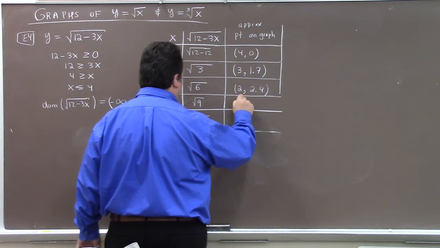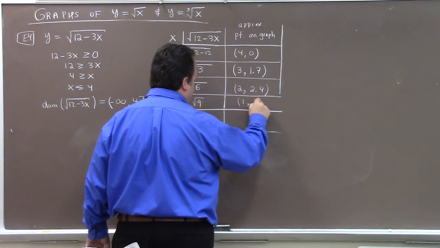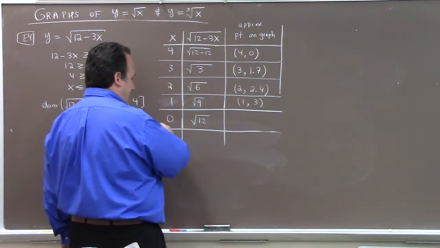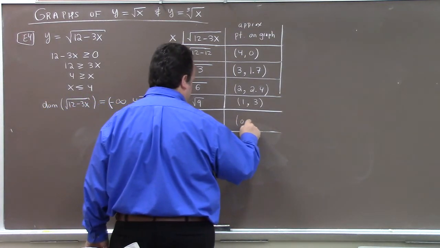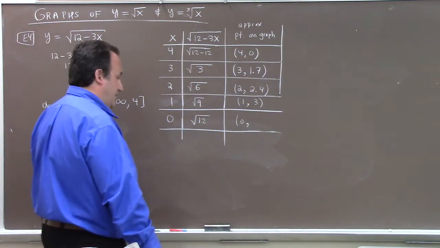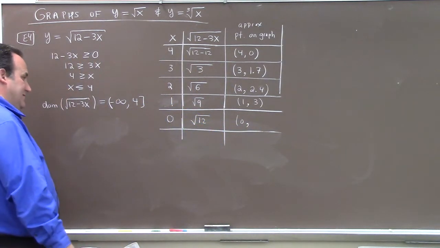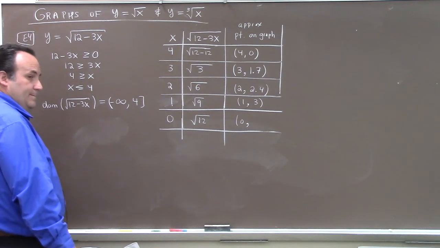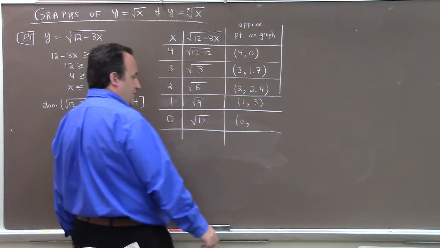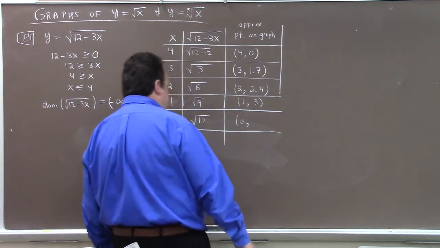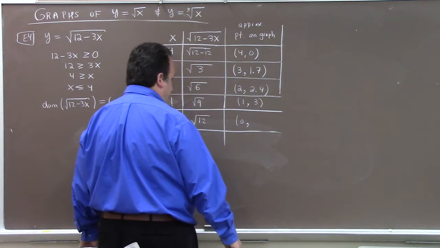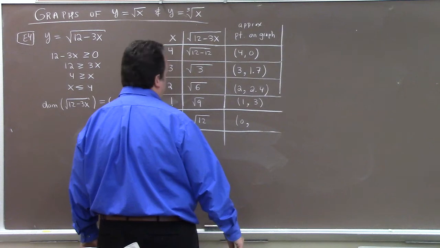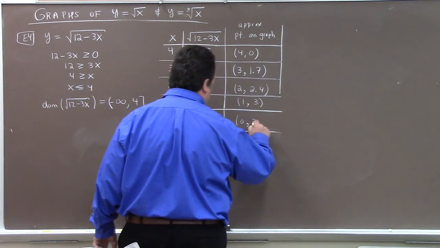So what we got here? 1 comma. Oh, I knew. Hey, I can do that one. 3. And what? 0 comma 3 point. I don't know. We're offhand. Think about it. 3.4. 3.5. Square root of 12? Yeah. 3.4. 3.4, okay.